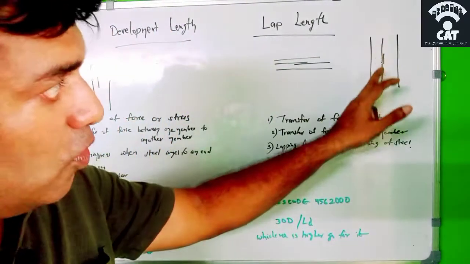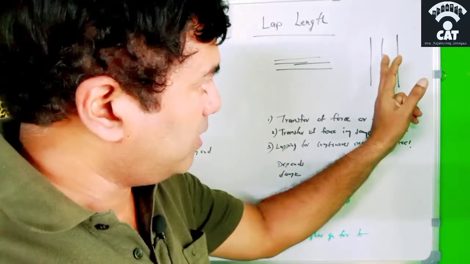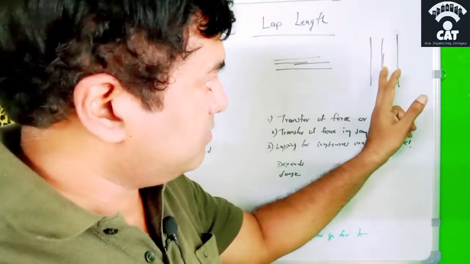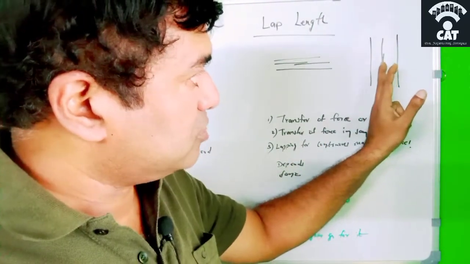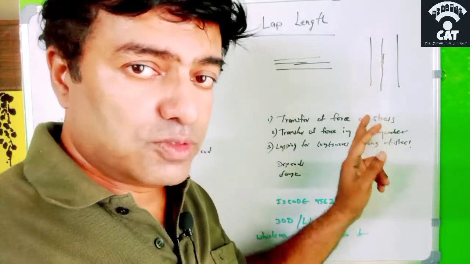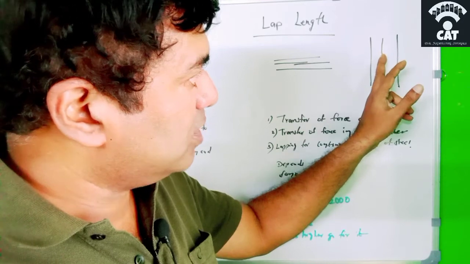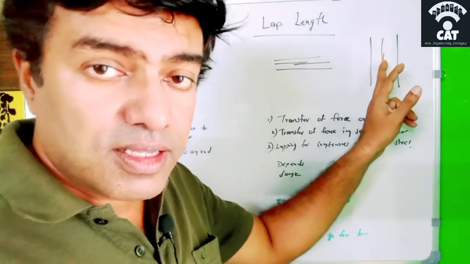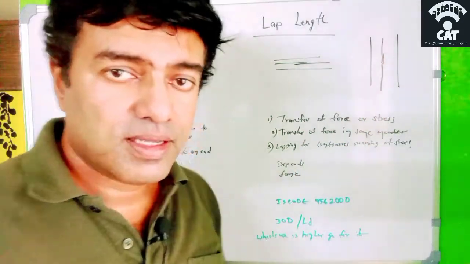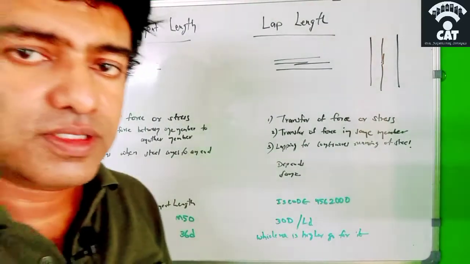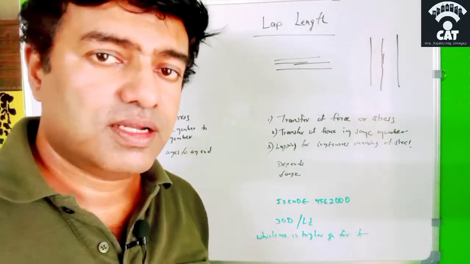And in this column, one steel comes from the top, where it ends, and the other steel starts with a joggle here. If there is no overlap, then the force will not transfer, we know that. So this length, from where one steel comes and overlaps the other steel, is called the lapping length. So this is the definition of lapping length and development length.